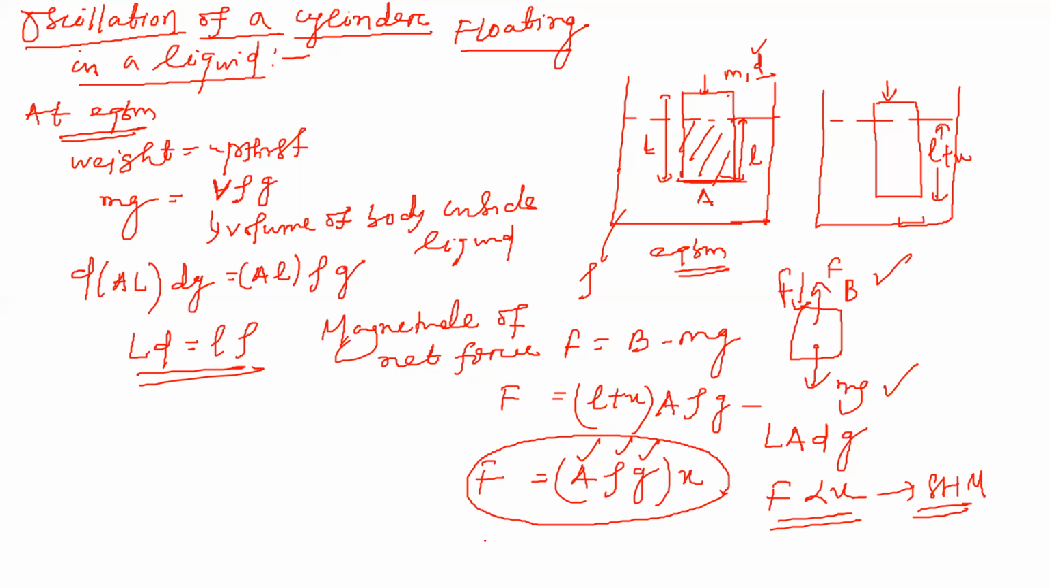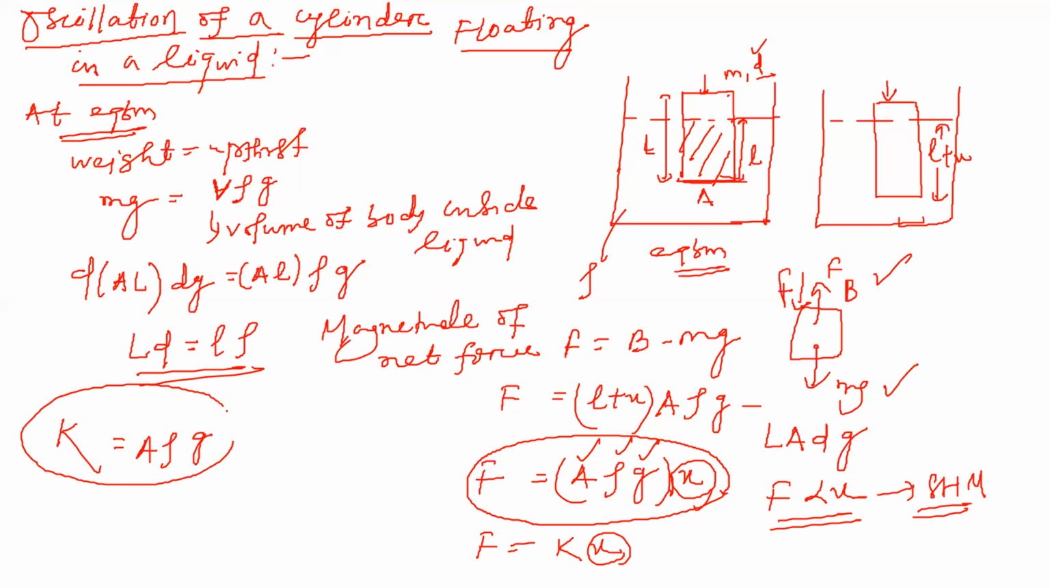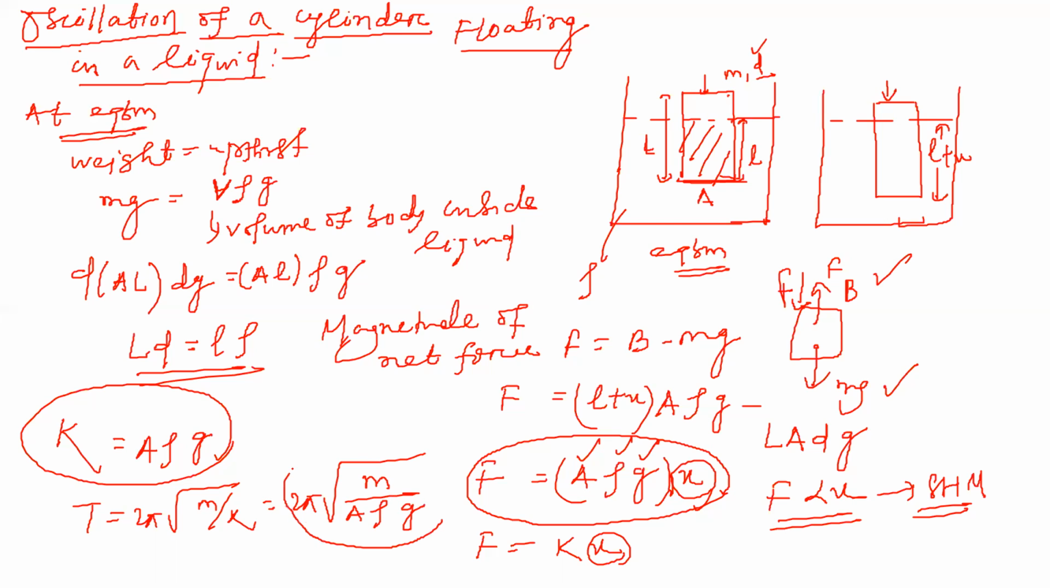So if I compare this one with F is equal to Kx, then forget about X, in place of K what we can write? So we got the constant K is equal to how much? A rho G. Understood? This is the case of constant K. And you know time period T is equal to how much? 2 pi root under always what we are doing, M by K. So that is equal to 2 pi root under M by K. In place of K, what I can write? A rho G. Correct? But the thing is not over here. We'll solve this one in the next slide.